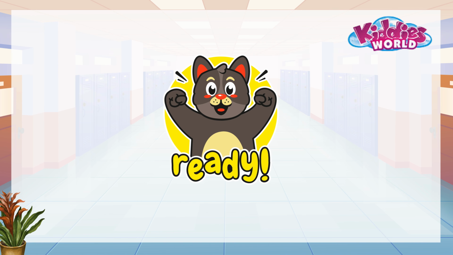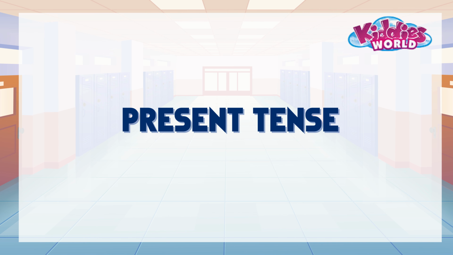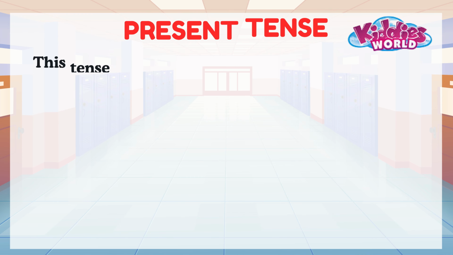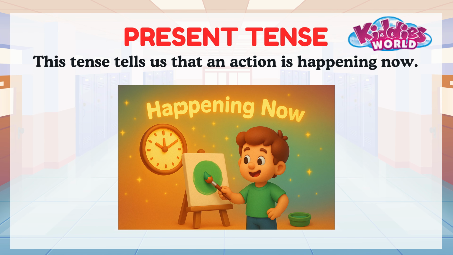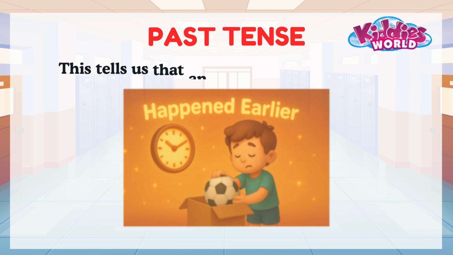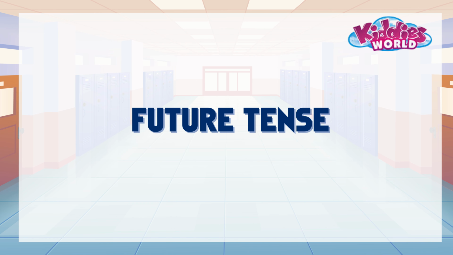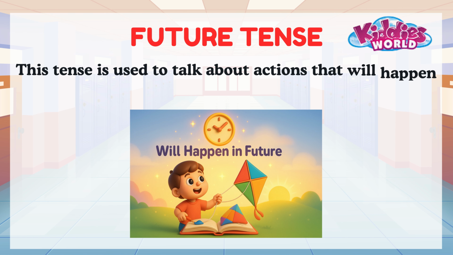Ready? Let's begin. There are three main types of tenses. Present tense. This tense tells us that an action is happening now. Past tense. This tells us that an action happened earlier. Future tense. This tense is used to talk about actions that will happen in the future.